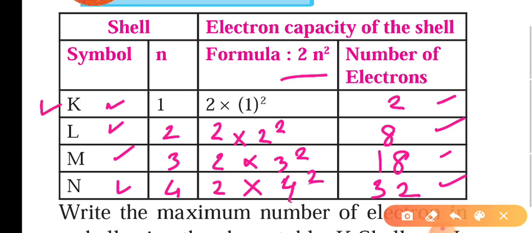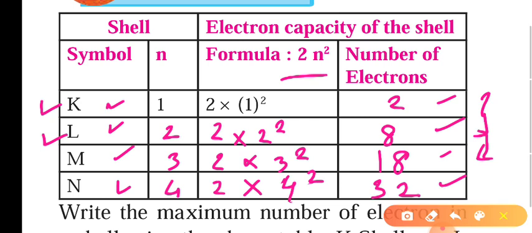Like K can hold a maximum of 2. No electron or 1 electron is possible, but a maximum of 2; 3 will not be allowed. If there is a third electron, that will go in the next shell, that is the L shell. L can hold a maximum of 8. Means if 2 orbits are there, then 10 electrons are sufficient. If there is an 11th electron, that will go in the next shell, that is the M shell.